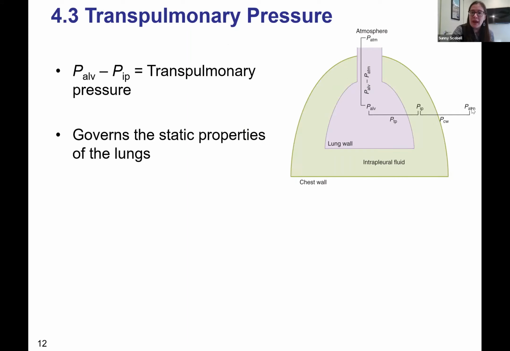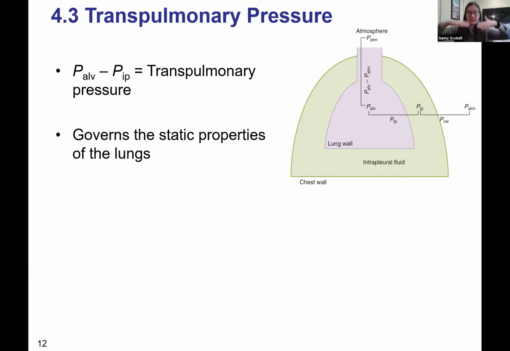Okay, so now we know about those two pressures, the pressure in the alveolus and the pressure in the intrapulmonary area. So now we can talk about the pressure differential between the two of them. And that's transpulmonary pressure. So that's the difference in the pressure between the alveolus and the pressure in the intrapulmonary space, in the intrapulmonary cavities. And this relationship is governing the static properties of the lungs. So when the lungs are held open or when they are fully closed, okay?